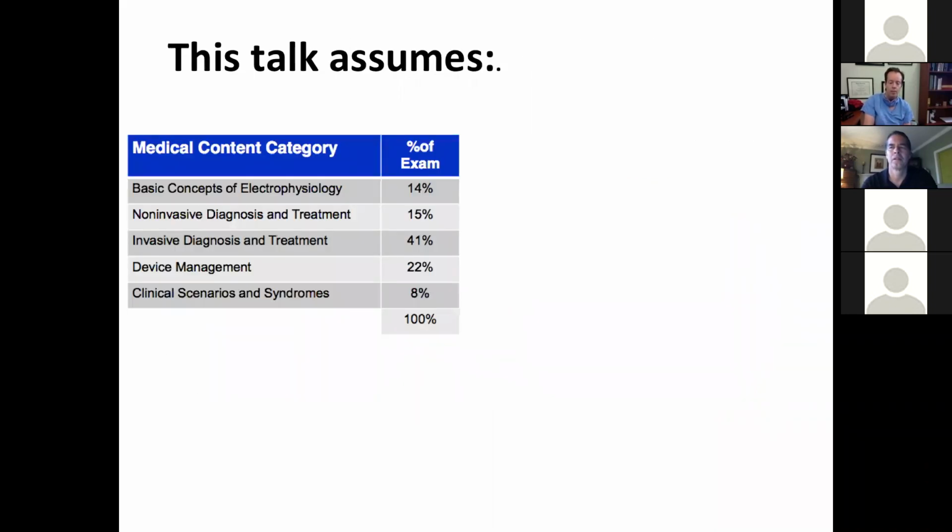This is the recent blueprint of our EP board exam. It's important to remember that devices can burn you on the boards, because everybody's focused on catheter ablation and making sure they know the response to refractory PVCs and this sort of thing. But devices comprise a large amount of question content, and it's something you cannot forget during your board preparation.